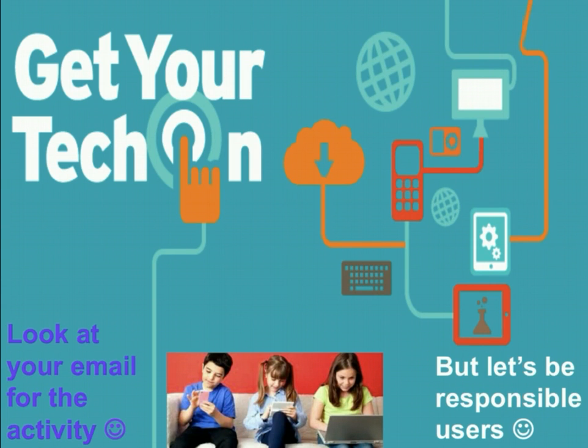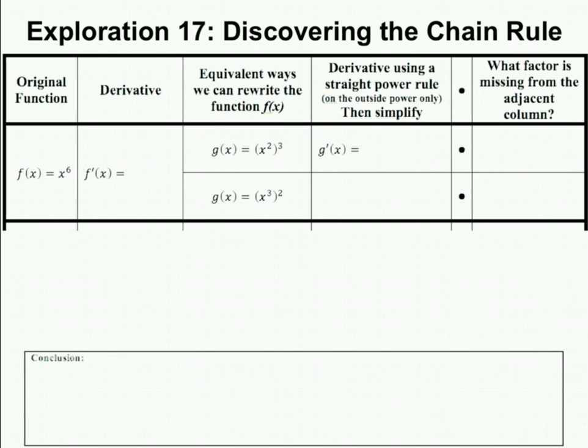At this time, you're going to be doing an activity, and so you can either pause this video and do the activity on your iPad in Notability, or you can print out the activity and do it with pencil and paper. So let's take a look at that activity. The activity is exploration 17, and it's discovering the chain rule.